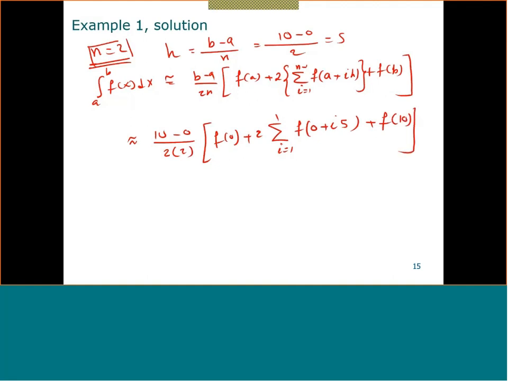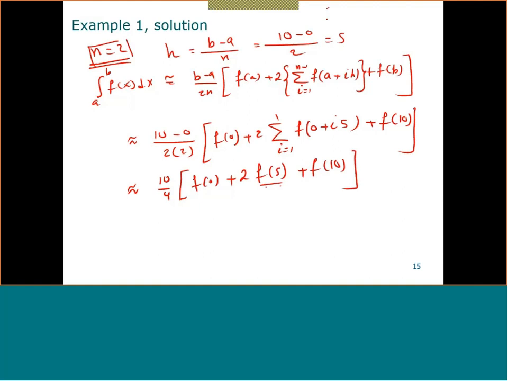So this is approximately equal to 10 over 4, f of 0, we know it from the previous calculation, plus 2, and i equal to 1, so this becomes f of 5, plus f of 10. So this is the formula. Now we know everything except f of 5. We need to find f of 5.